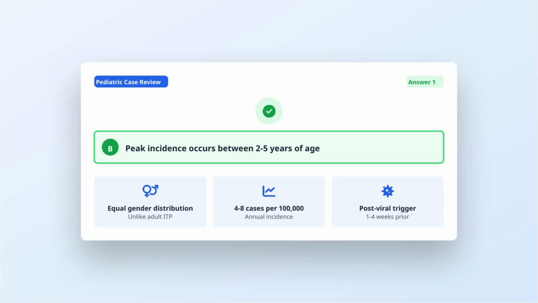Pediatric idiopathic thrombocytopenic purpura has a peak incidence between 2 to 5 years of age. Unlike adult ITP, childhood ITP affects boys and girls equally. The annual incidence is 4 to 8 cases per 100,000 children, and many cases follow viral infections, typically occurring 1 to 4 weeks after the infectious illness.